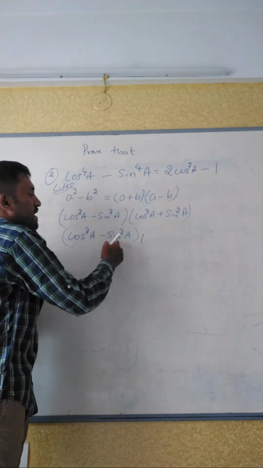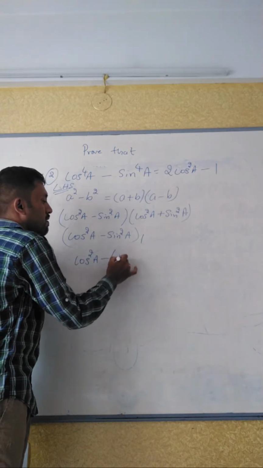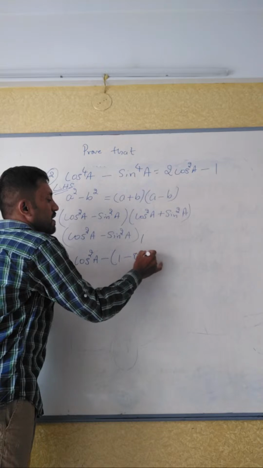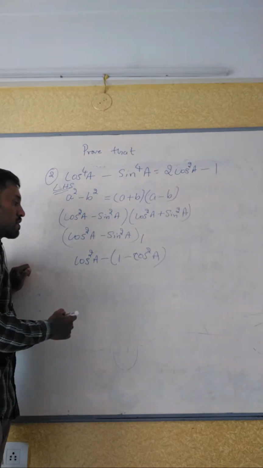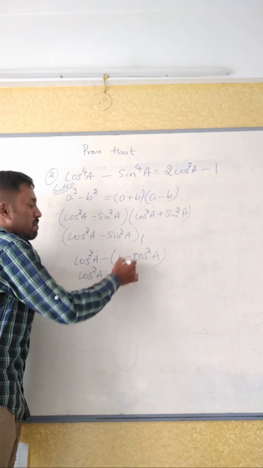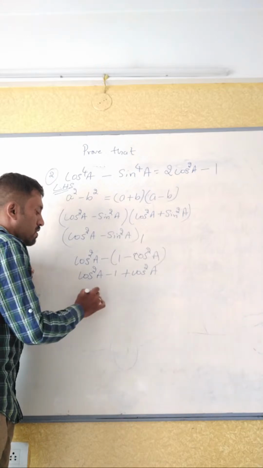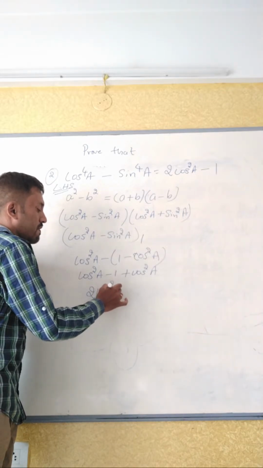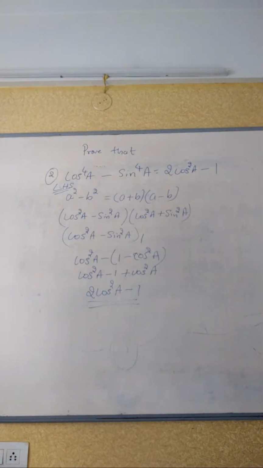Now we write this sin squared A as 1 minus cos squared A. So cos squared A minus 1 minus cos squared A. Minus of minus becomes plus, cos squared A, which is 2 cos squared A minus 1. We got the answer. Moving on to the next question.